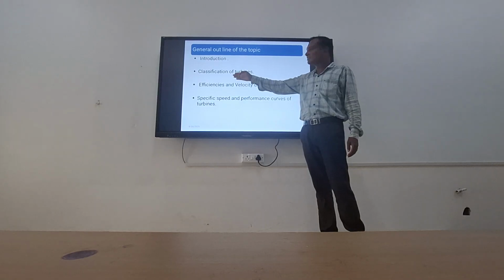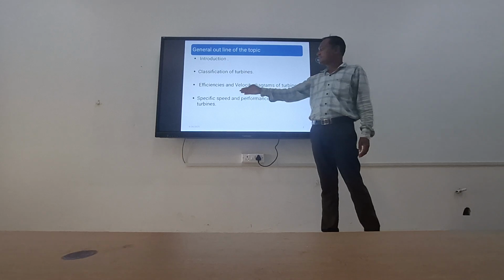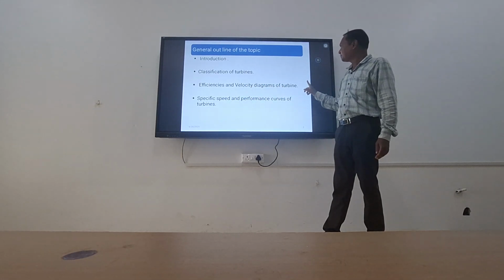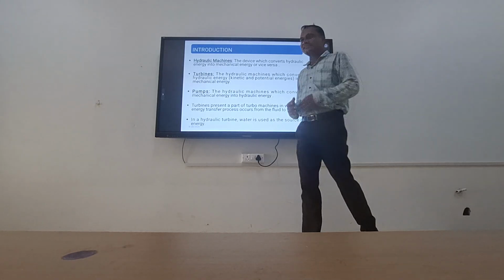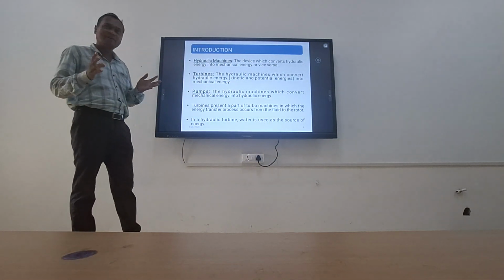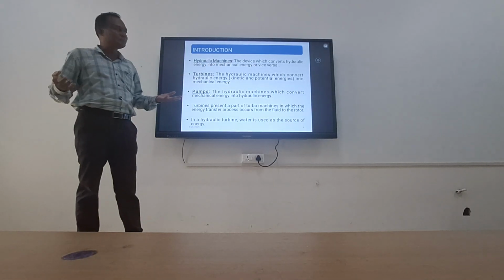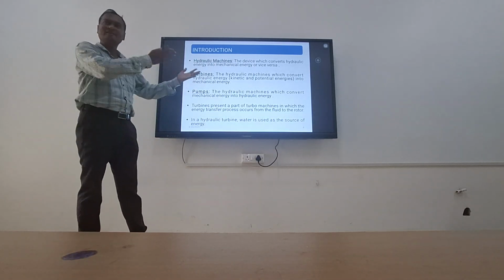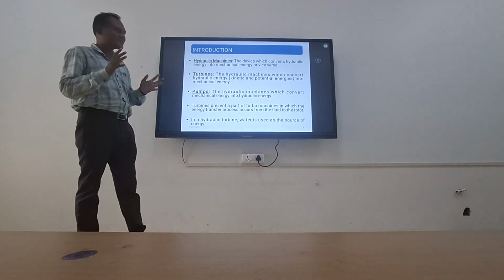Second is the classification of turbines, then efficiencies, velocity diagram of turbines, and specific speed and performance curves of turbines. So let's move to the introduction part. First of all, what are hydraulic machines? Hydraulic machines are devices which convert hydraulic energy into mechanical energy or vice versa. That means they can convert hydraulic energy into mechanical energy, or mechanical energy into hydraulic energy. So those are the hydraulic machines.